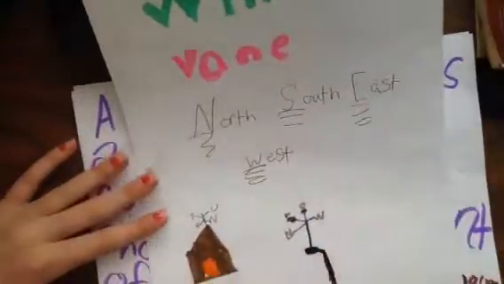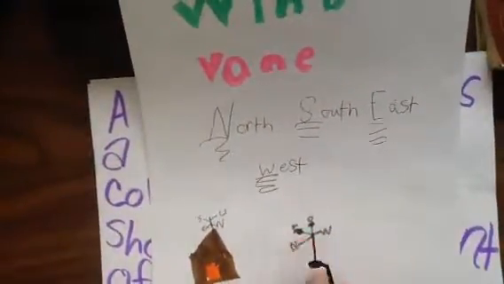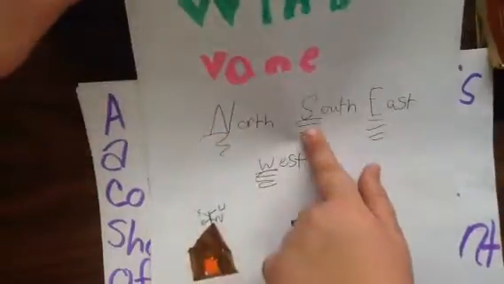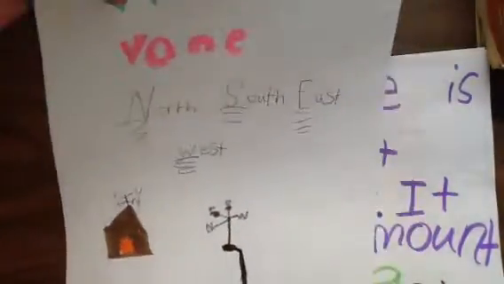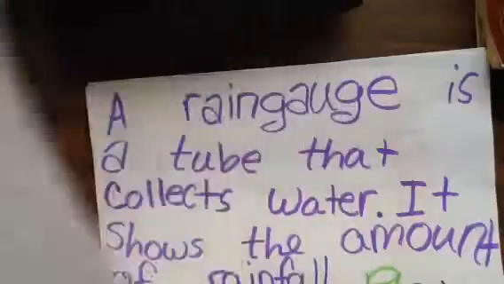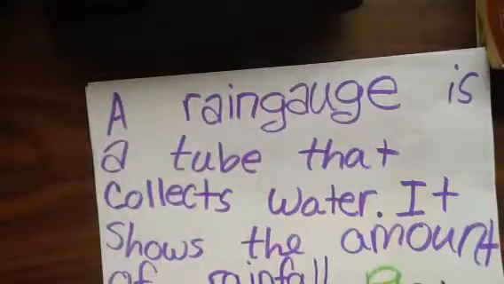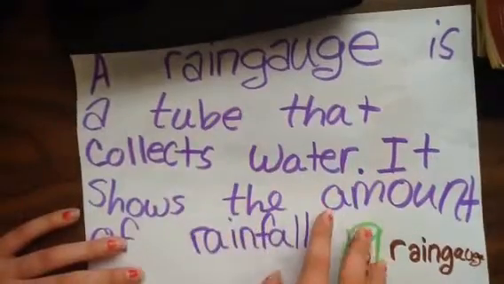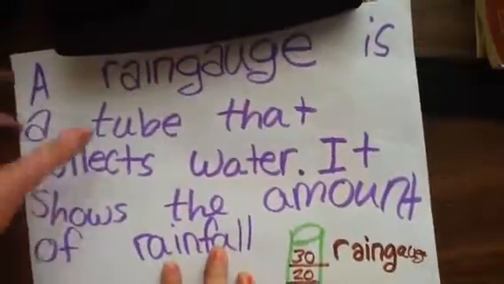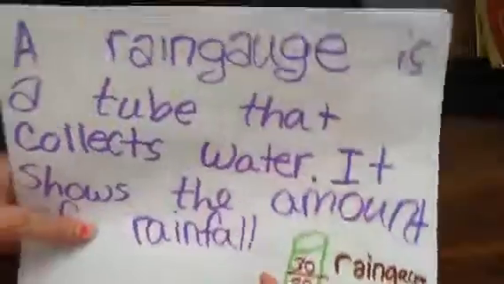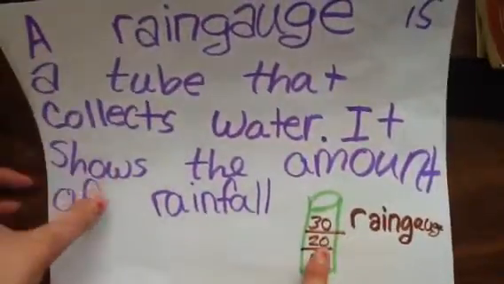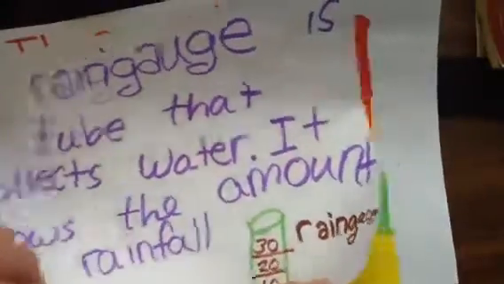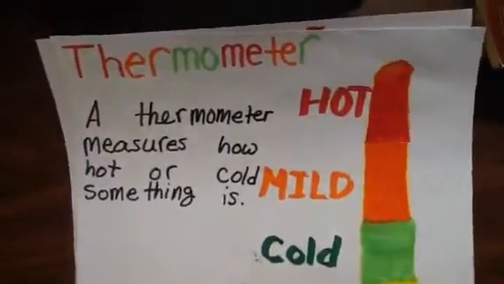Wind vane. A wind vane points to which way the wind is coming from. So the wind can be coming from the north, the south, the east, or the west. A rain gauge. A rain gauge is a tube that collects water. It shows the amount of rainfall. So like this rain gauge, it could be at like 10%, 20%, 30%, and if it overflows the rain gauge, it will probably be a flood. Well, it is a flood.